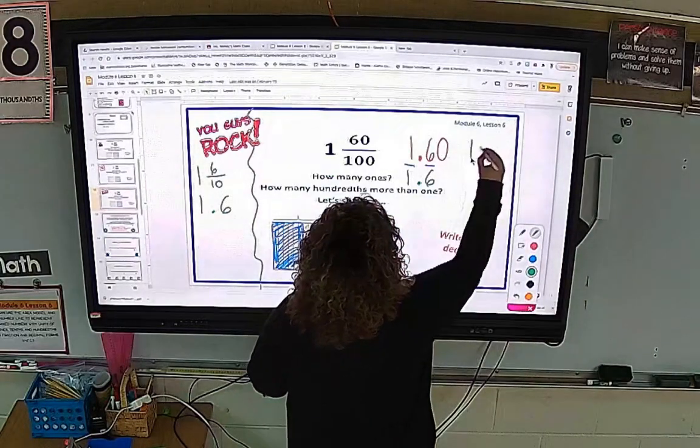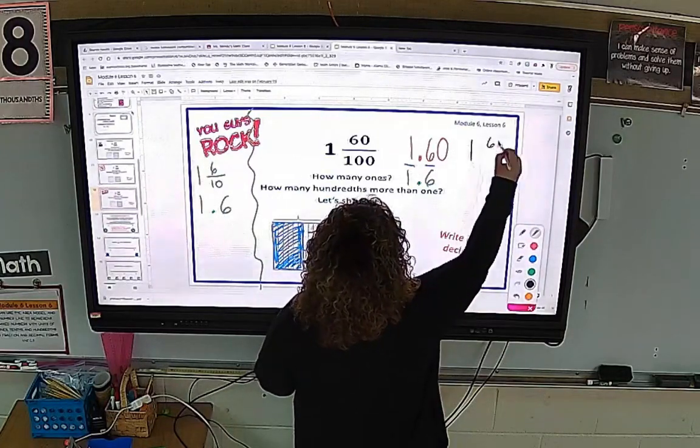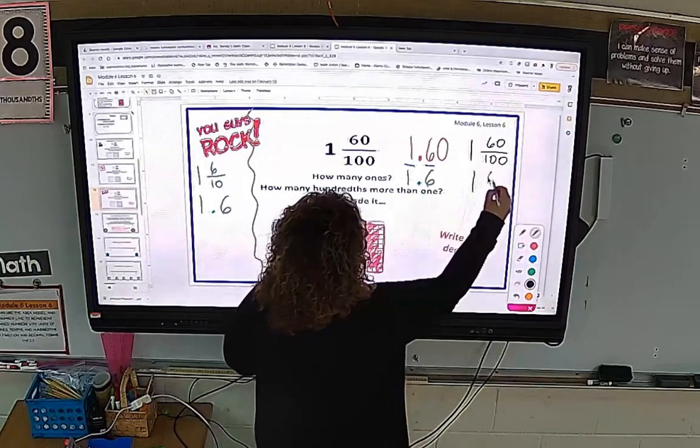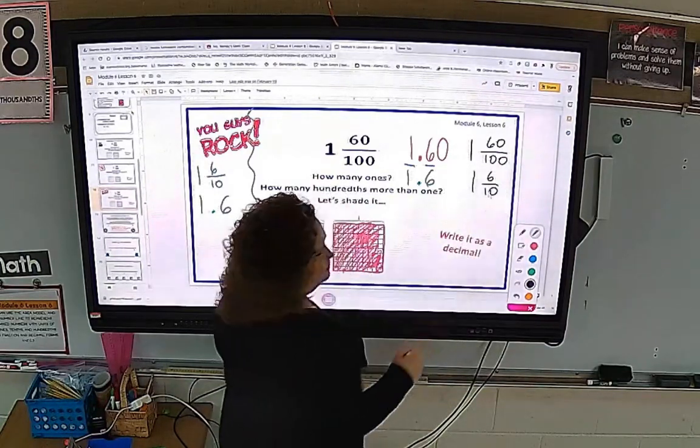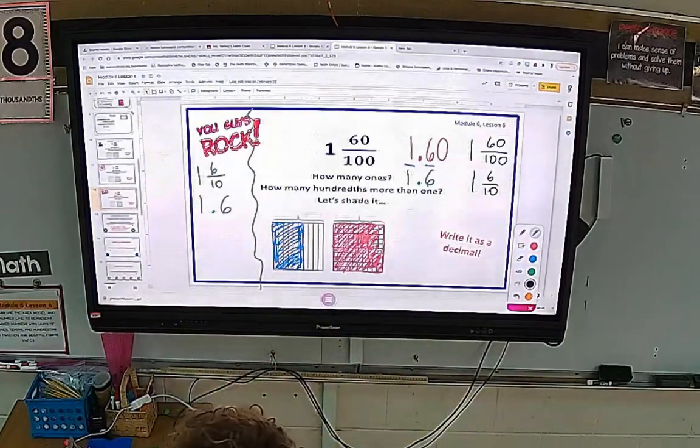This is 1, and let me change that color. This is 1 and 60 hundredths, right? This is 1 and 6/10. Remember back in the day when we would say, hey, are these equal? And we do one of those methods.